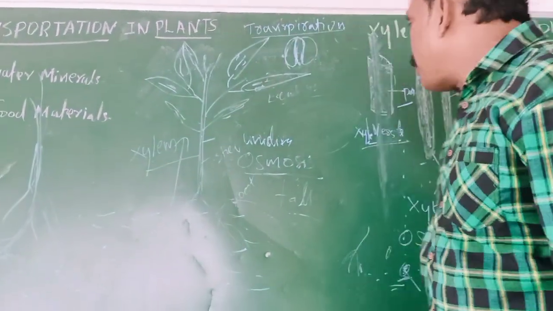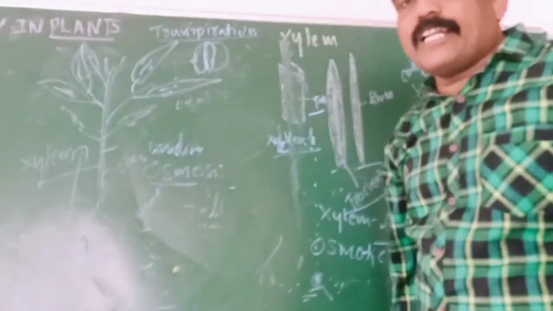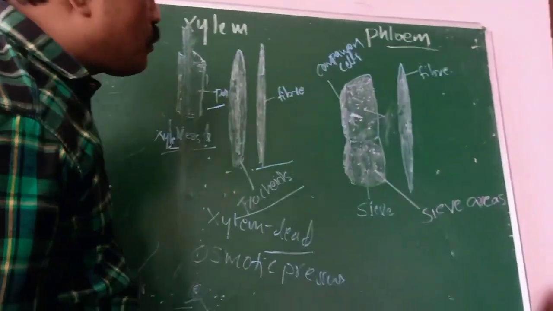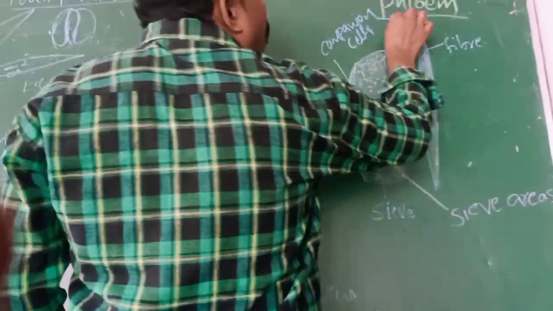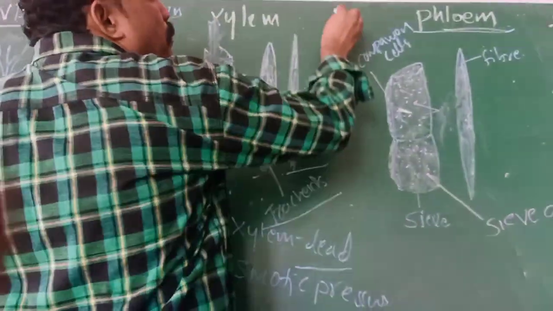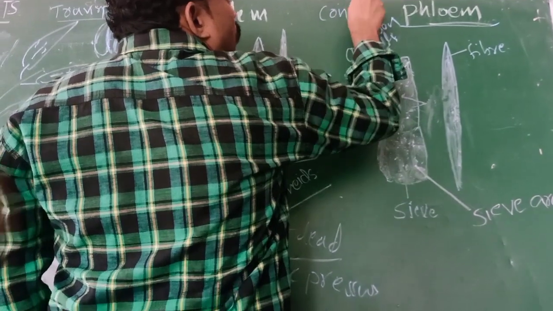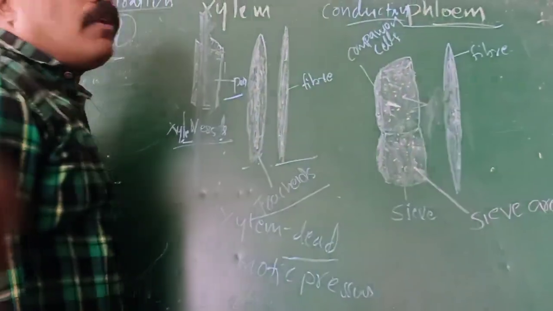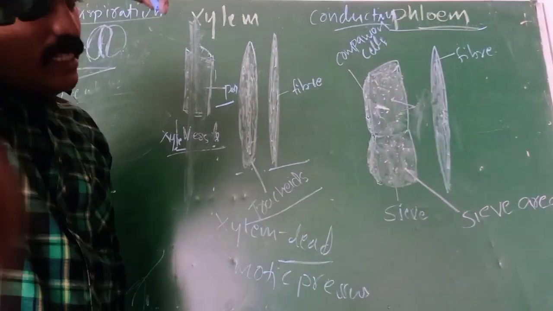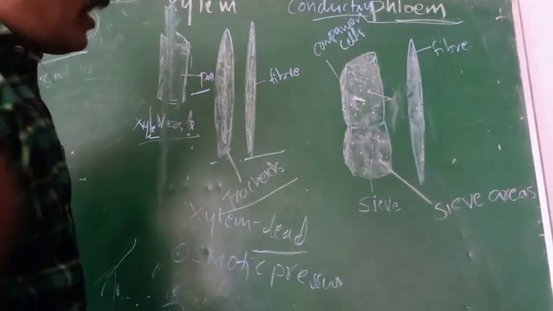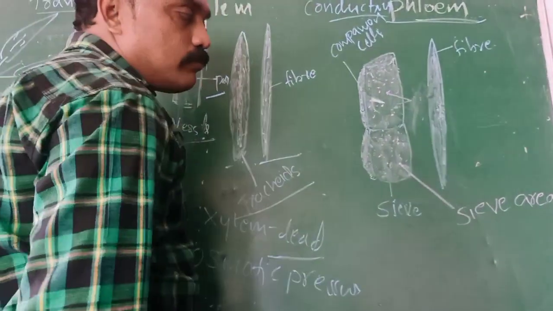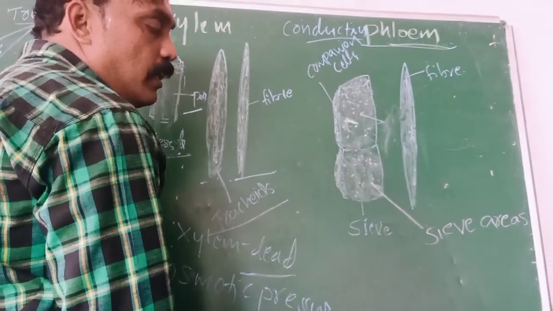Okay, now we have to discuss how food materials are transported in plant body. Generally, food materials are transported in plant body with phloem. Phloem is one type of conductive tissue. Xylem and phloem both combined form what we can call vascular bundles. This phloem is actually useful for what? Transport the food materials. They transport the food material.